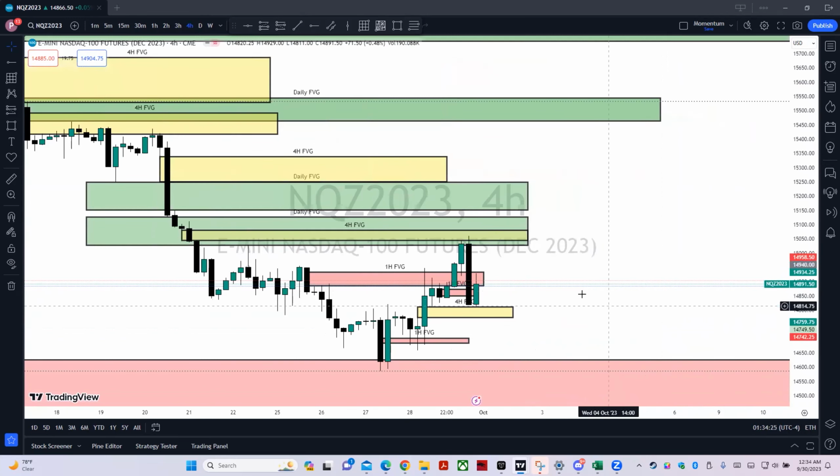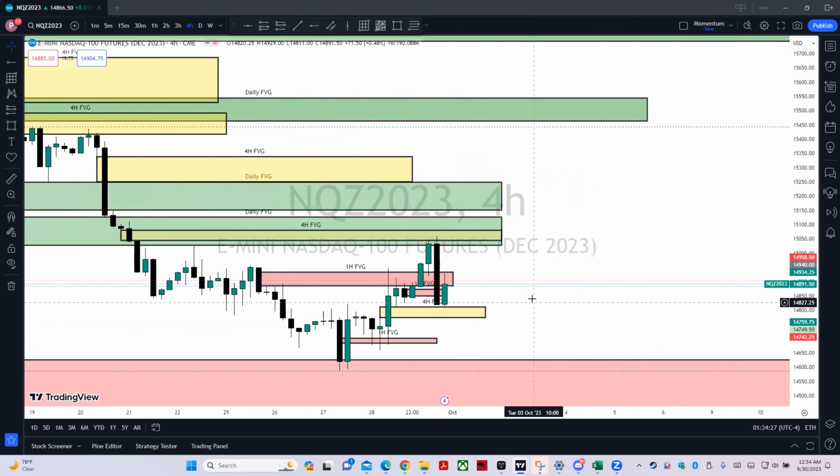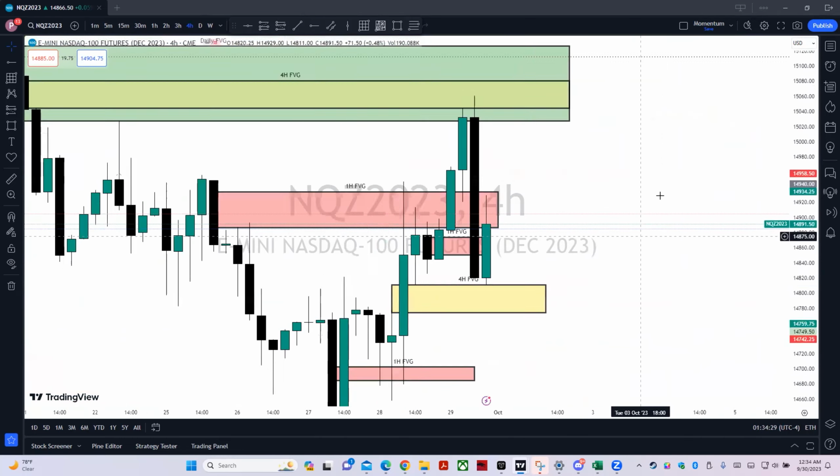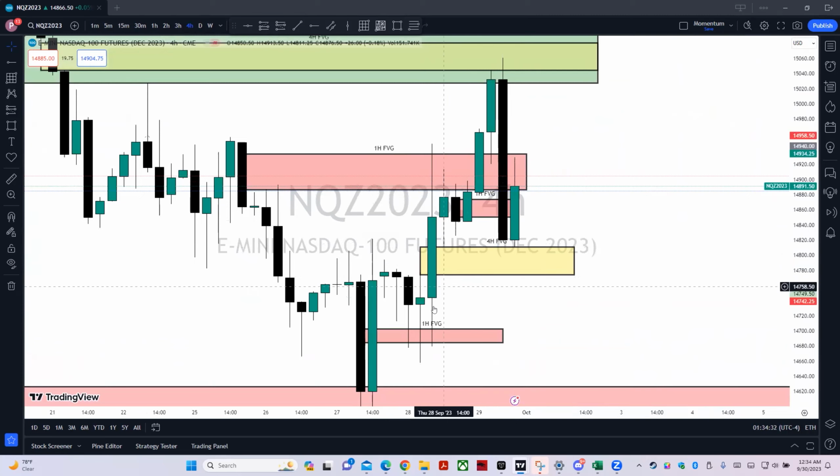Looking at the 4 hour, we saw that from yesterday, we created this 4 hour fair value gap from this 1 hour, or from this propulsion block. Well, let's talk about that. What is a propulsion block and why does it matter? The propulsion block does exactly as it sounds. It propels price upward.